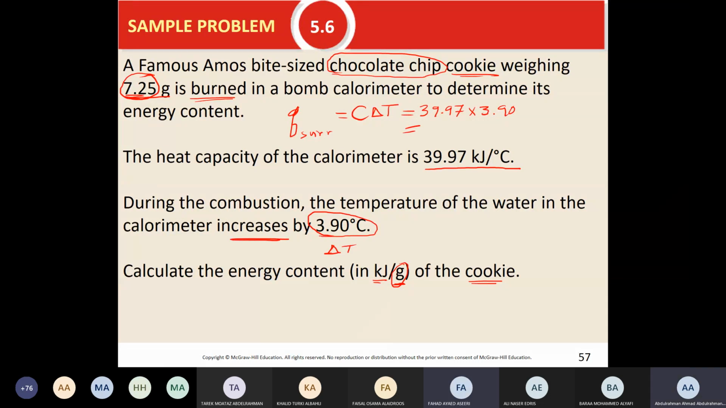21.5. 21.5 kilojoule. All right. I divided by the grams. No, you are going ahead of us. Don't. That's why it's wrong. So this answer is in joule, not kilo. Just a second. Now I still want this answer. Multiply 39.97 times 3.9. 155.88.